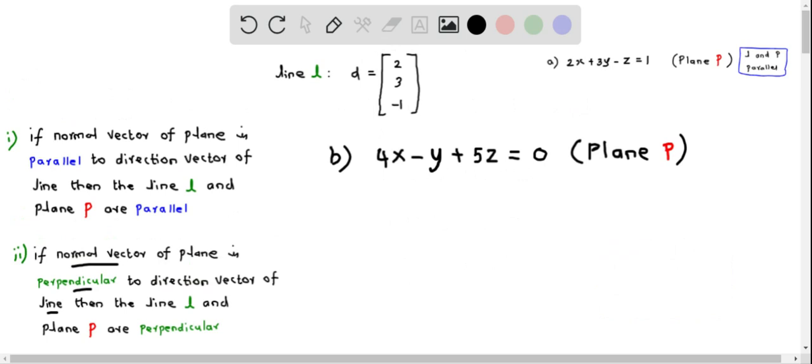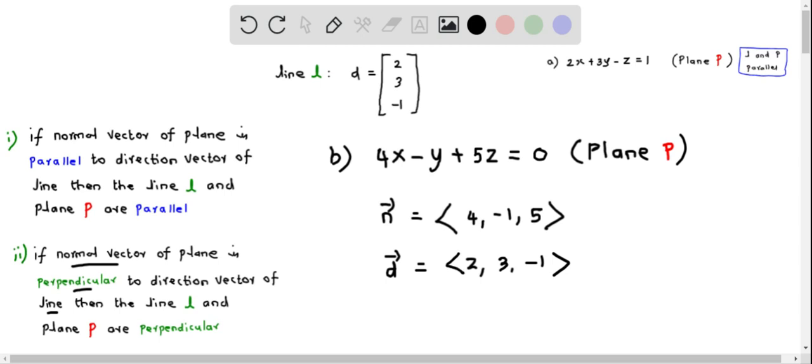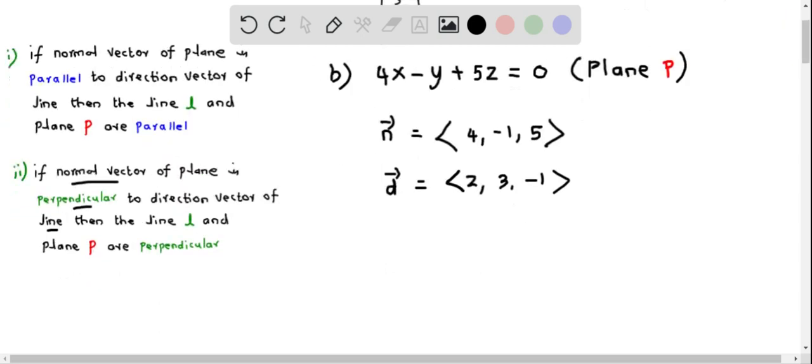Let's do part B. Here we have the plane 4x minus y plus 5z equals 0. First I'm going to write down the normal vector of this plane. We write this in component form by taking the coefficients of x, y, and z. The coefficient of x is 4, the coefficient of y is negative 1, and the coefficient of z is 5. So this is the normal vector, and let me write the direction vector of the line, that is 2 comma 3 comma negative 1. We will see if these two are parallel first.